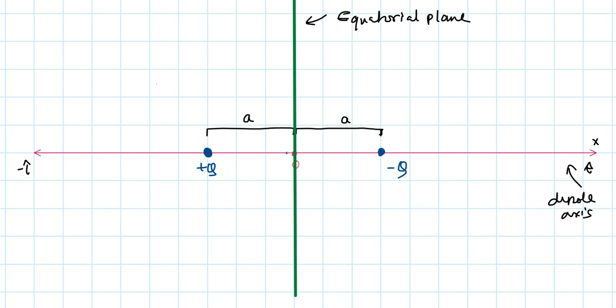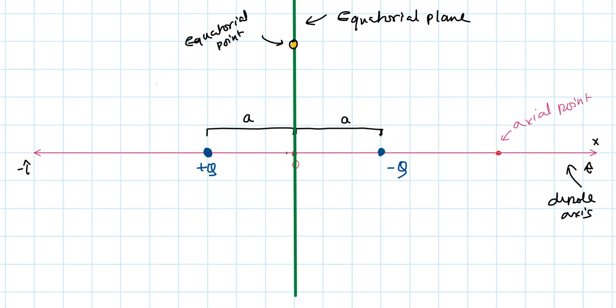So any point on the dipole axis will be called an axial point, and any point on this equatorial plane will be called an equatorial point. So remember one thing, the equatorial point. What is the peculiarity? How would you even define the equatorial plane?